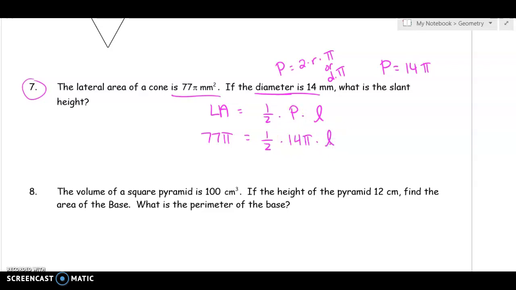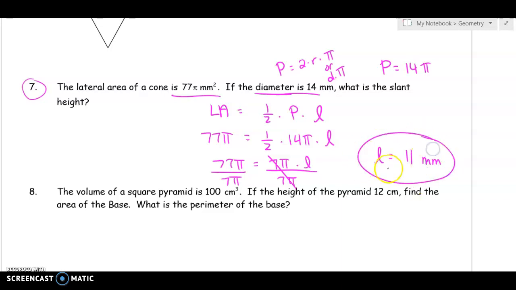The slant height I don't know. And it wants me to find the slant height. So this now is just like an algebra problem. Half of 14 pi is 7 pi. And then divide by 7 pi to get L by itself. And when you do that, you're going to get 11. Okay, the pi's cancel out. 77 divided by 7 is 11. And don't forget units, it will be millimeters. It's not area or volume, so it doesn't have like a square or a cubed.